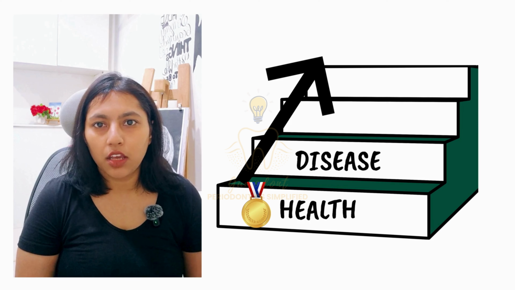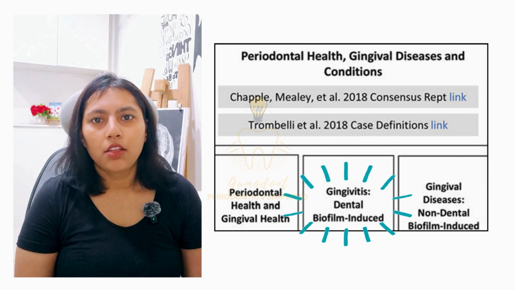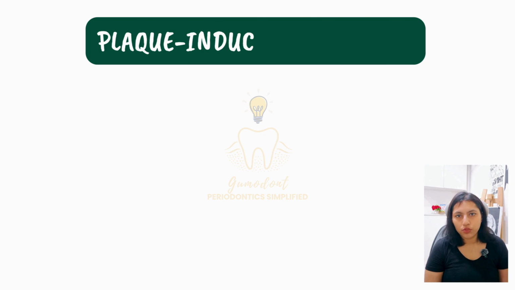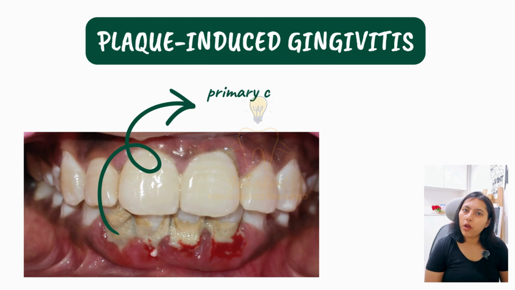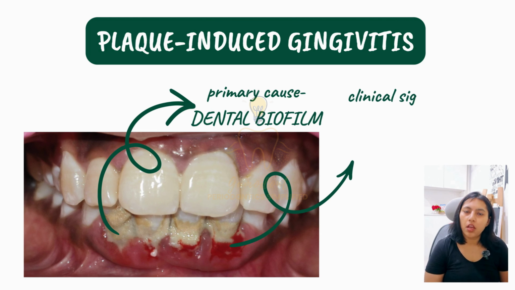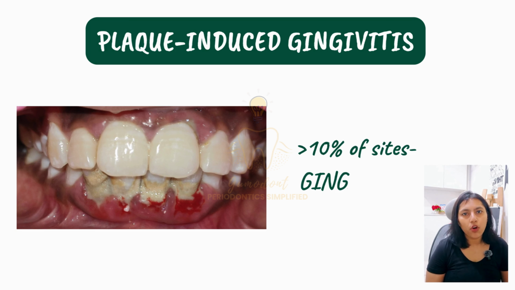So the first category here is gingival diseases due to dental biofilm. This is what we commonly call plaque-induced gingivitis. Now the concept here is simple. The primary cause is plaque or dental biofilm. And the most important clinical sign is bleeding on probing. And the moment bleeding crosses 10% of sites, we no longer call it health, we call it gingivitis.